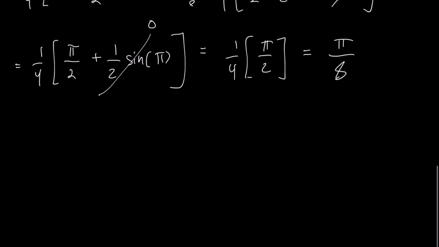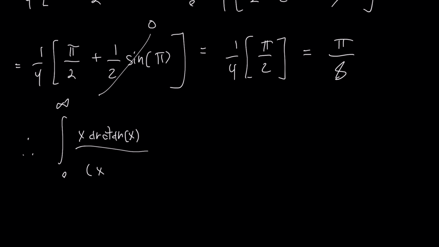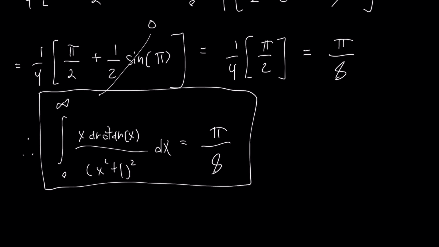So now we can say, therefore, the integral from 0 to infinity of x arctangent of x divided by (x squared plus 1) squared dx evaluates to pi over 8. And this is the final result.